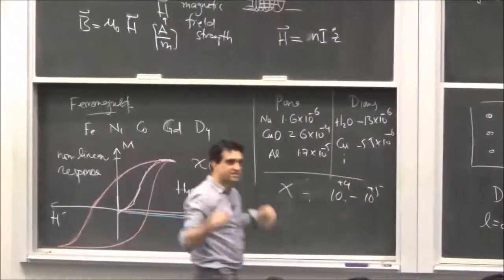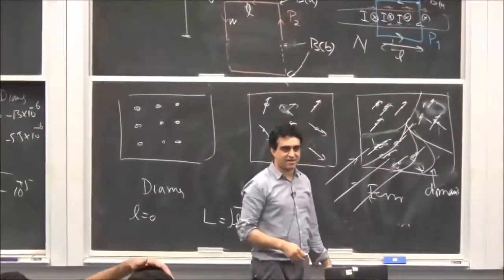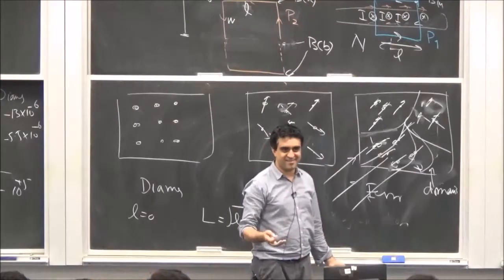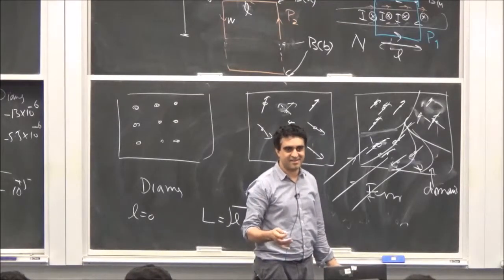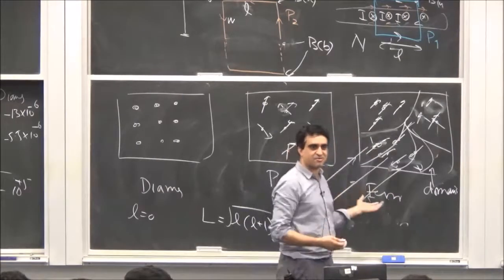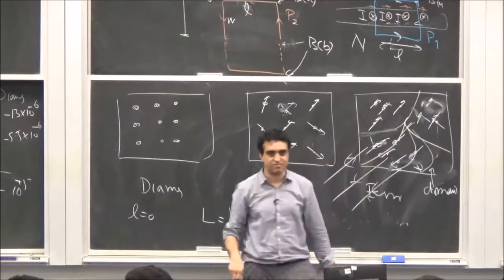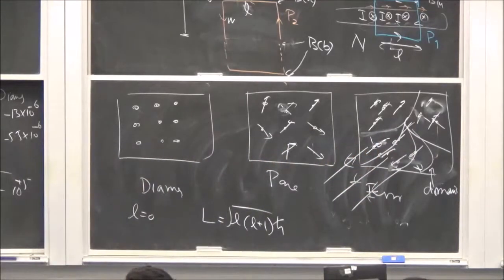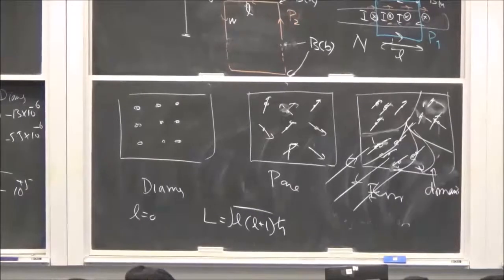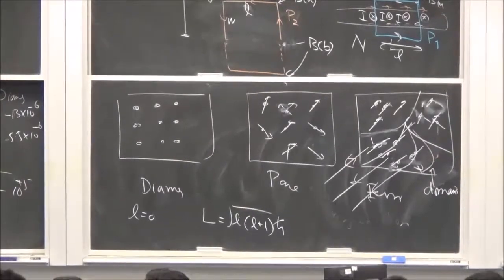Now when you remove the field, why would they like to come back? Nothing. Because you don't have a field, nothing would try to move. Unless you apply a field in the opposite direction, they would try to move. So that's why you have this. Okay, I think I would like to stop here.